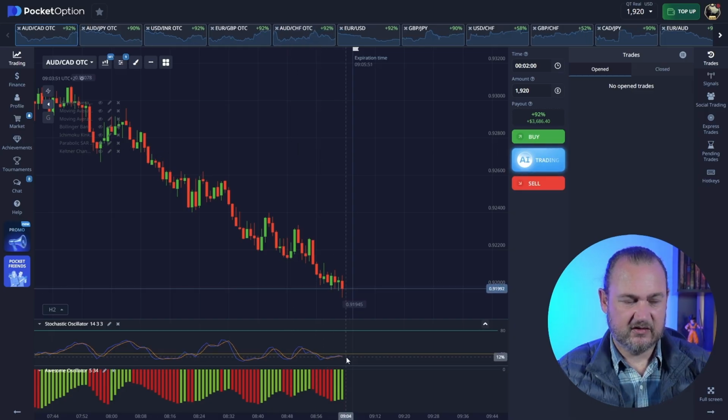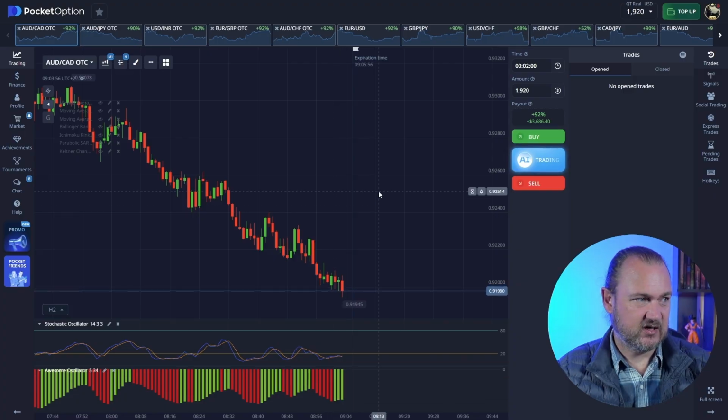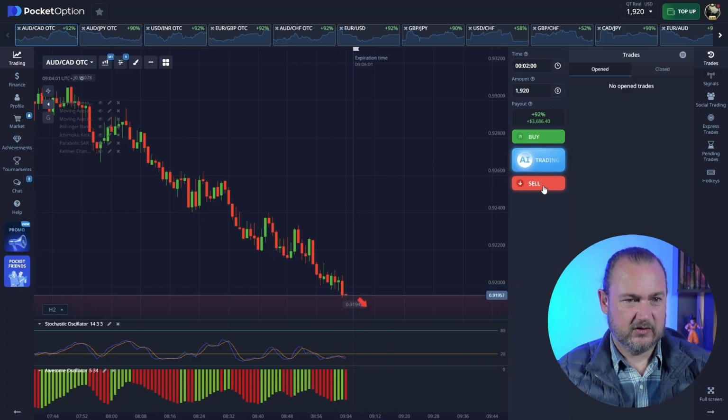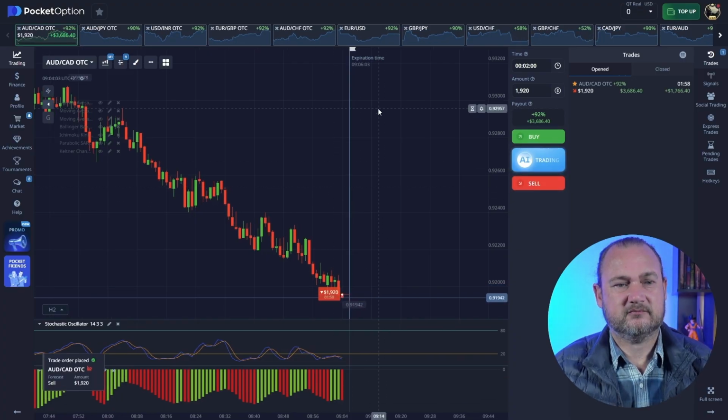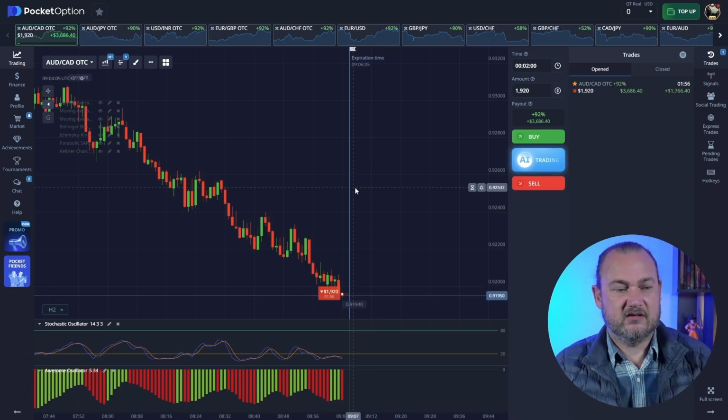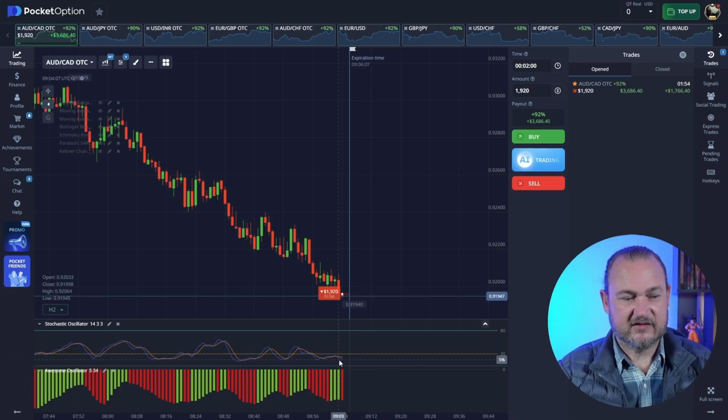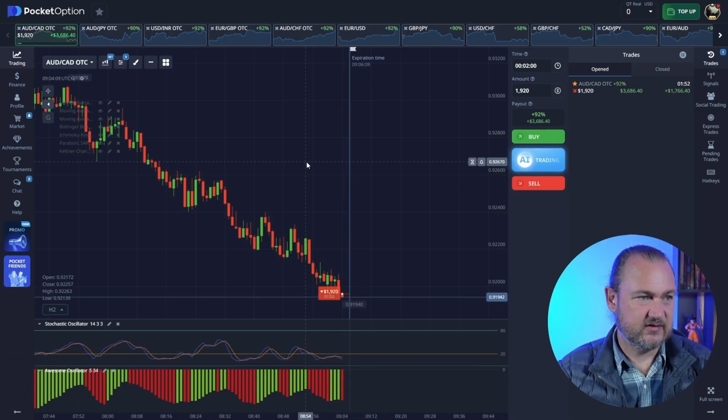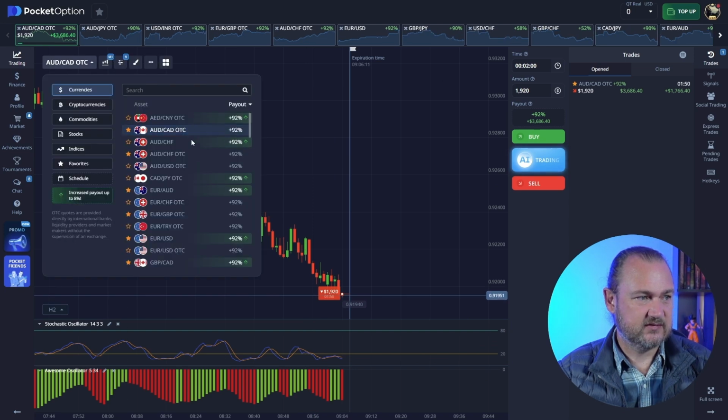Stochastics beautifully in the oversold area, has been for a while. And if we get a red histogram here, we can go with it. There we go. We're going to take this 2-minute sell trade here. Our stochastic is running beautifully in oversold. We just got our red histogram bar, and we'll wait it out.